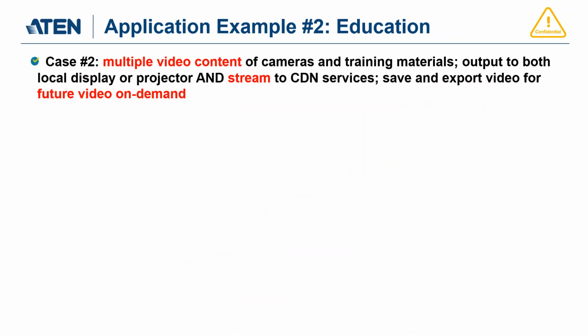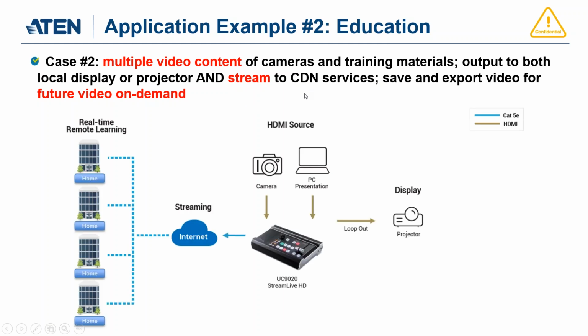How about the second application, education? Well, for education, nowadays we're also talking about e-learning. So there could be multiple video content of cameras or training materials need to be shared. And also they would like to output to both the local display or projector and stream to CDN service. And they probably want to save the video for future video on demand. In that case, we would recommend the UC9020.